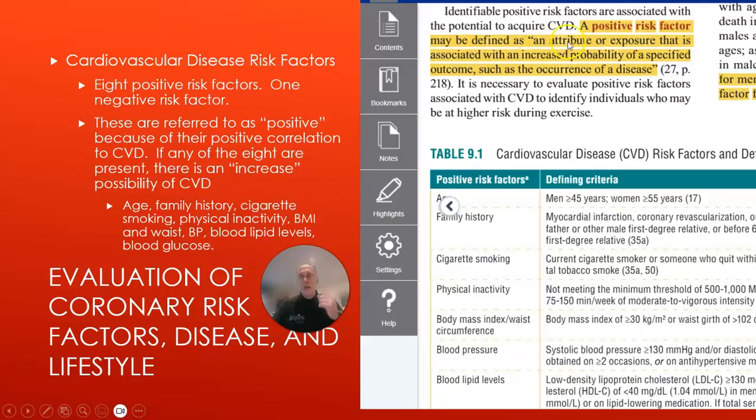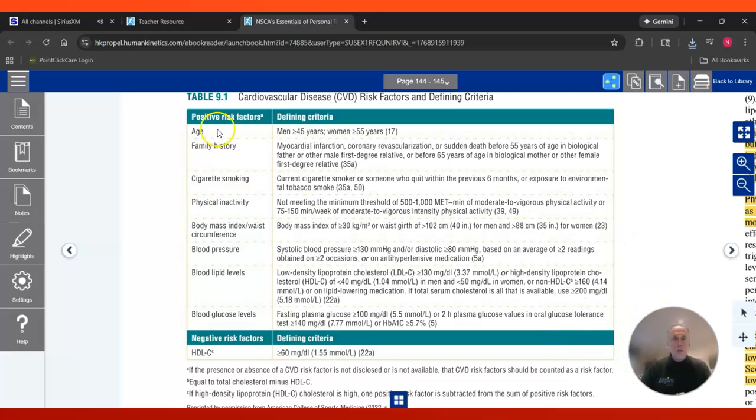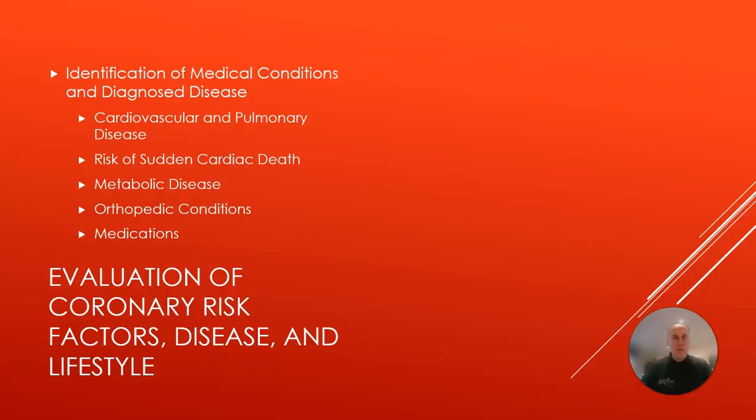A positive risk factor is an attribute or an exposure that is associated with an increased probability of a specified outcome, such as occurrence of disease. And with this, as we go back, just think through some of the case studies that we had where you had to pick out a person, if they were a smoker, if they were physically inactive. These are things you have to evaluate on page 1, or you can use this on page 144, to help evaluate your client's current risk of cardiovascular disease. And it might be a conversation you have to have at the table, like, hey, by the way, has anybody ever said you are at risk for cardiovascular disease? And they've never even had that conversation before.